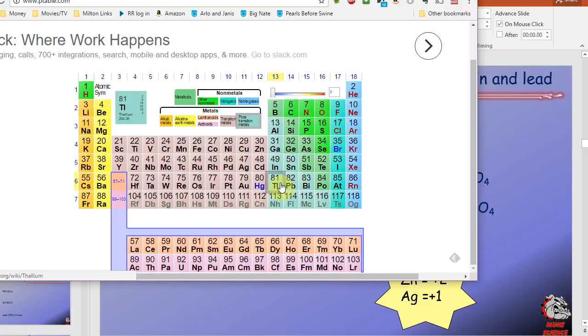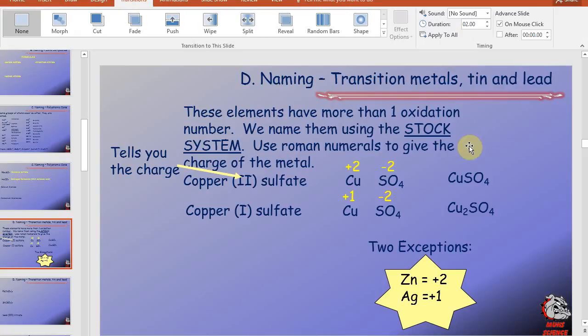Thallium also does that, but honestly, thallium doesn't come up enough. I'm not going to have you recognize that one. There's just not very many compounds with it in there. So the stock system uses Roman numerals to tell a person what oxidation state of that metal we have here. So in this example, copper 2 sulfate is telling you that copper has a +2 charge, sulfate has a -2 charge, and so the formula for copper 2 sulfate is CuSO4.